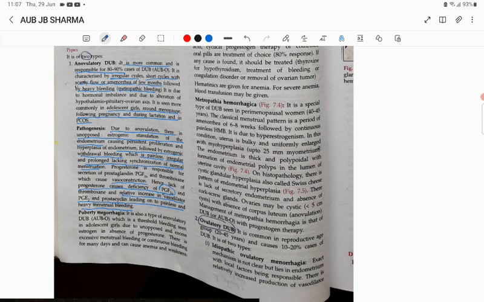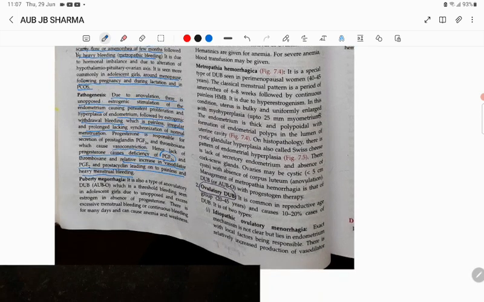This is anovulatory bleeding, AUB-O, as in PCOS. Puberty menorrhagia is also a type of anovulatory AUB-O, which is a threshold bleeding seen in adolescents due to unopposed excess estrogen in the absence of progesterone. There is excessive menstrual bleeding, and continuous bleeding for many days can cause anemia and weakness.